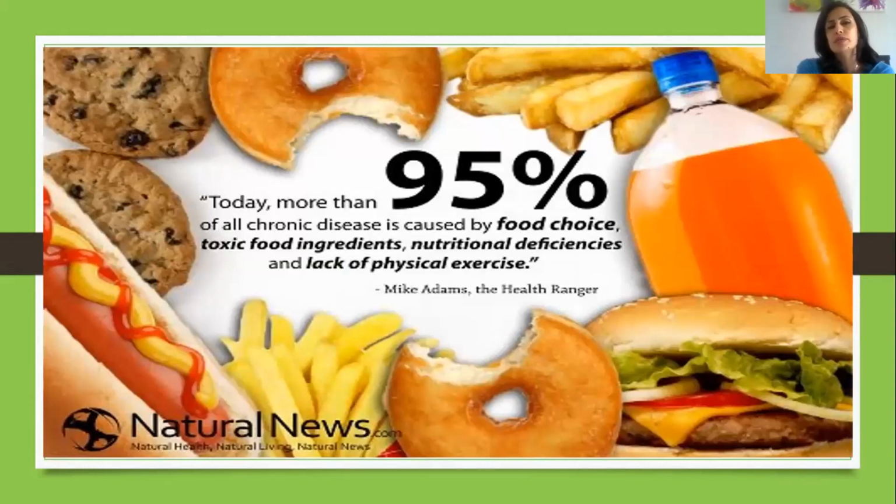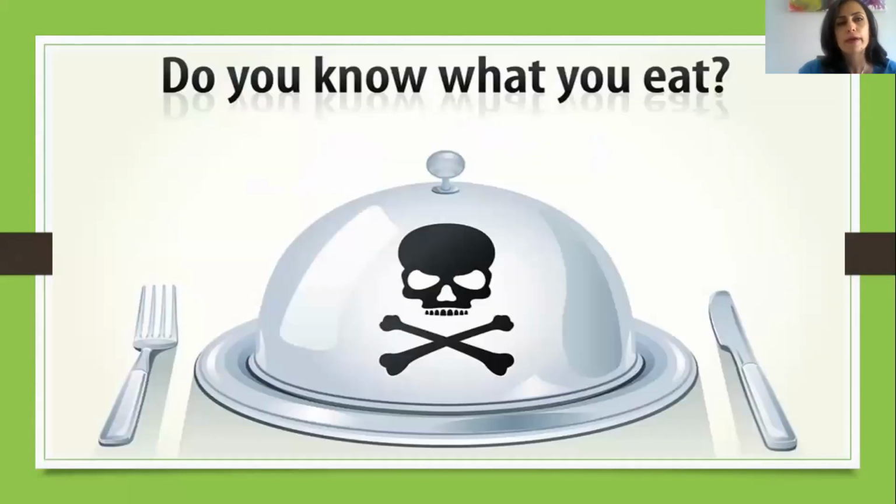About 90% of all chronic disease is caused by food choices, toxic food ingredients, nutritional deficiencies, and lack of physical exercise. So I am going to specifically focus on the toxic load in our food, and I know that Jessica is going to cover the other toxins in our environment. So do you actually know what you eat? Do you really eat nutrient-dense food, or are you eating toxins every day?